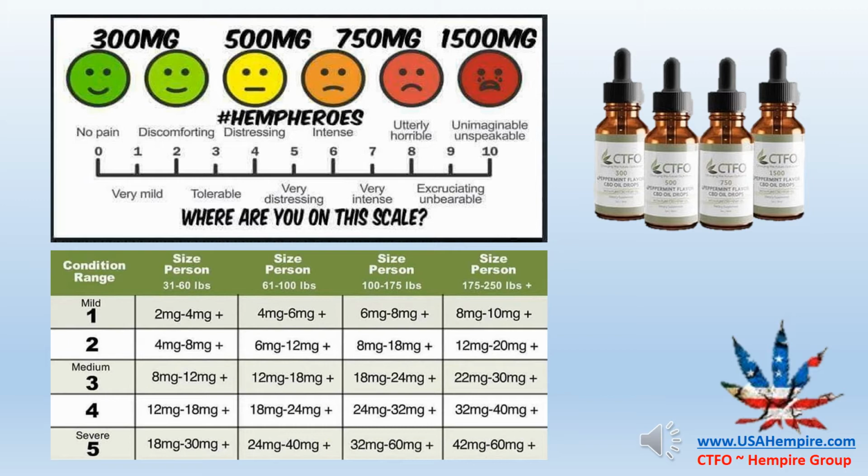So starting at 0, you're not in any pain. 1, it's very mild. 2, discomforting. 3, tolerable. 4, distressing. 5, very distressing. 6, intense. 7, very intense. 8, utterly horrible. 9, excruciatingly unbearable. And 10, unimaginably unspeakable. So that's a fantastic pain chart because we kind of all land in there somewhere, right?